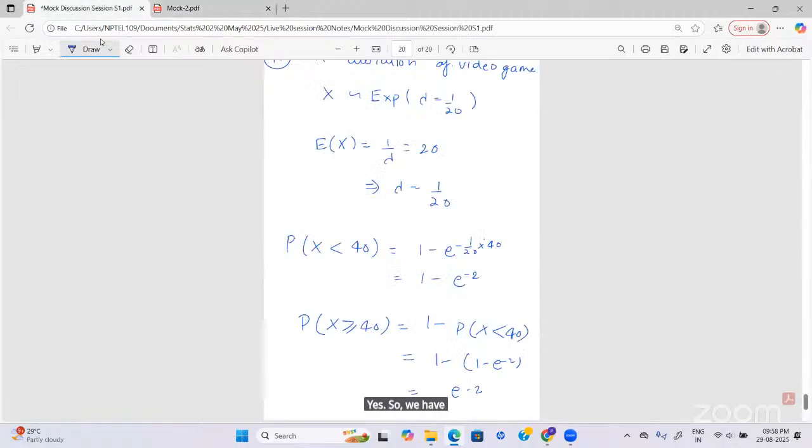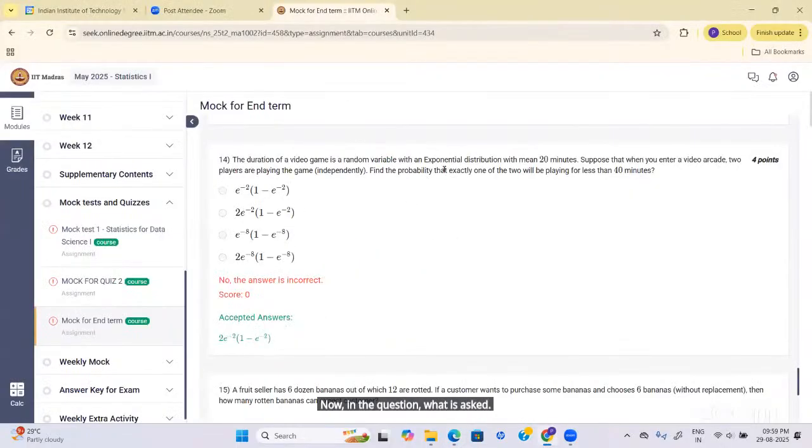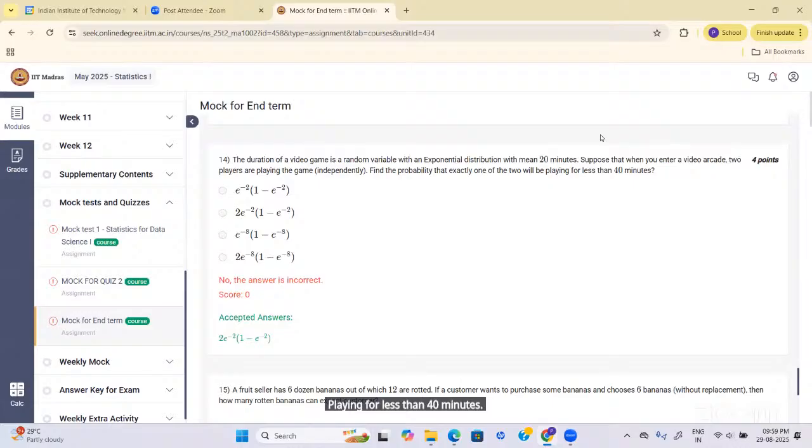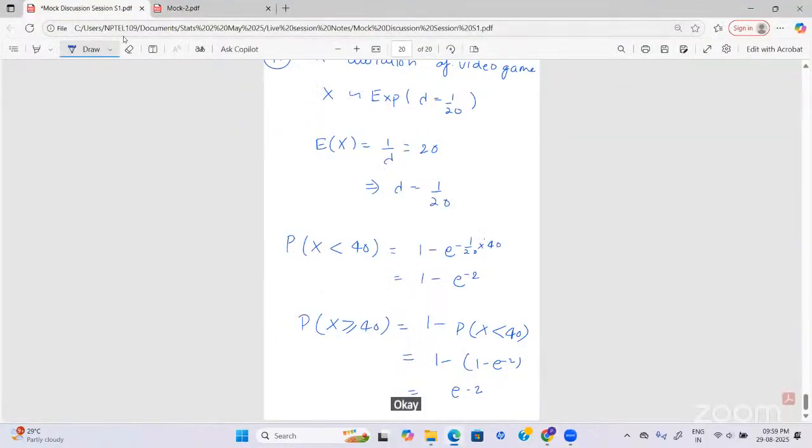So we have solved till this point. Now in the question, what is asked is to find the probability that exactly one of the two players will be playing for less than 40 minutes. So how can you solve this? The playing is independent, they are playing independently. One person plays less than 40, the other does not, and then we have to do it again for the same, 2 into less than and greater.